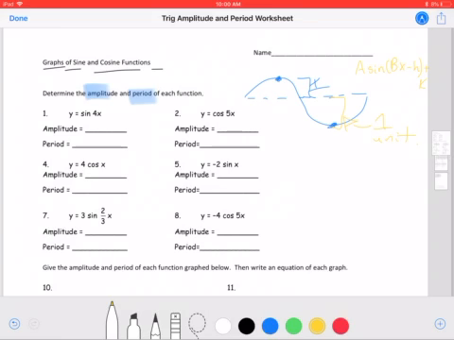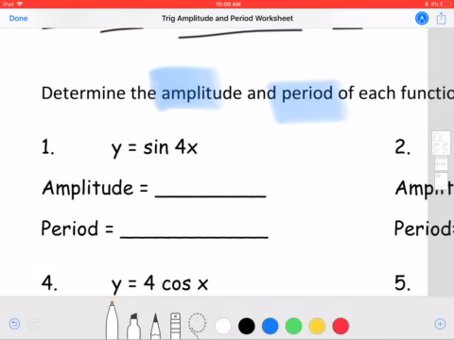All right, let's get to it. We should also recall that the period can be found if we take 2 pi over our b term and then simplify that. So this first one is y equals sine 4x. There's no term in front here, so we can assume that our amplitude is just 1.